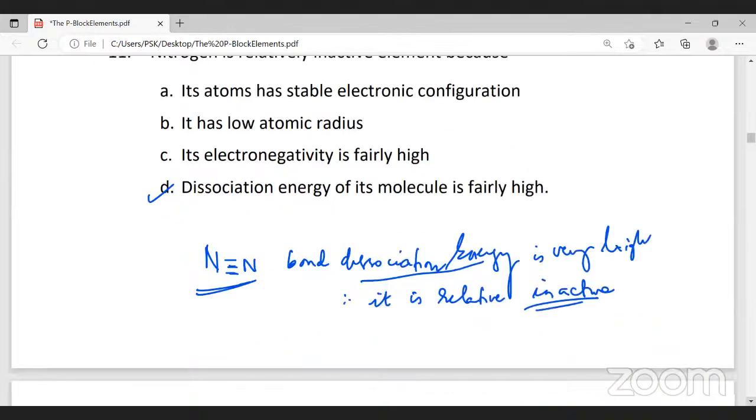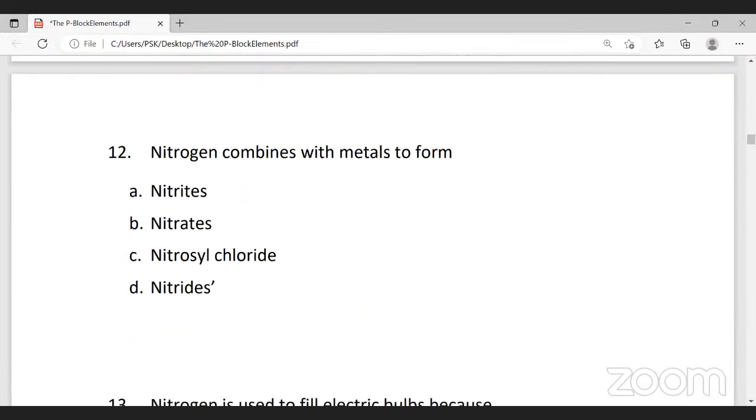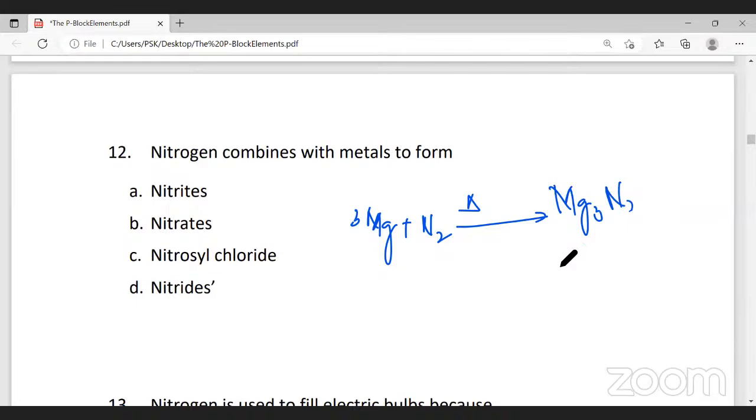The next question. Nitrogen combines with metal to form nitrates, nitrides, nitrites. For example, if we take magnesium, and if this magnesium is heated with nitrogen, we get Mg3N2. This is called magnesium nitride. So, any metal, when it's heated with nitrogen, we get metal nitrides. So therefore, the answer for this question is option D.